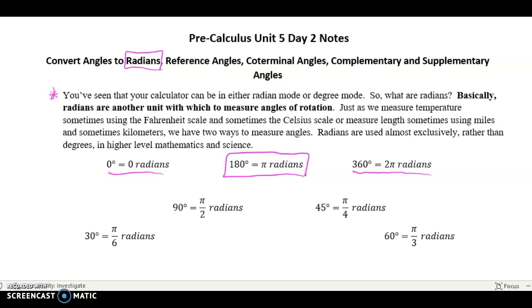So if pi is like 180 degrees, then pi divided by 2, 180 divided by 2 would be 90. And 180 divided by 4 would be 45. And 180 divided by 6 is 30. And 180 divided by 3 is 60. So the most important one in my mind is 180 is equal to pi. So wherever you have a pi, you can think 180 degrees.